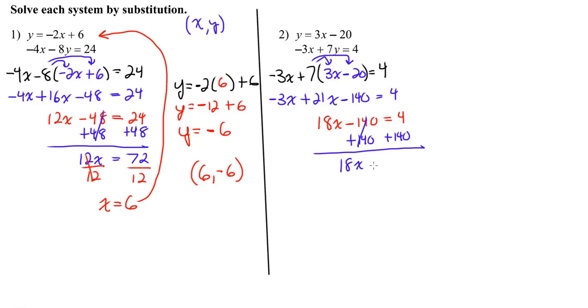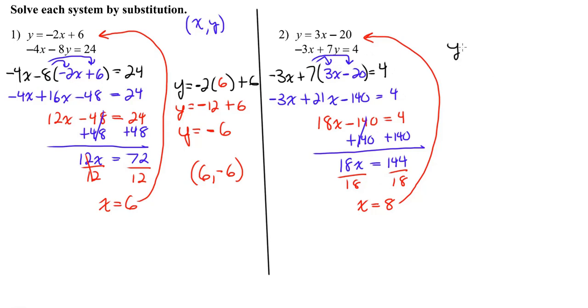And we get 18x equals 144. Now we divide both sides by 18, and 144 divided by 18 is 8. And now that we know x equals 8, we can take that and substitute it back into the first equation for x, and then solve for y.